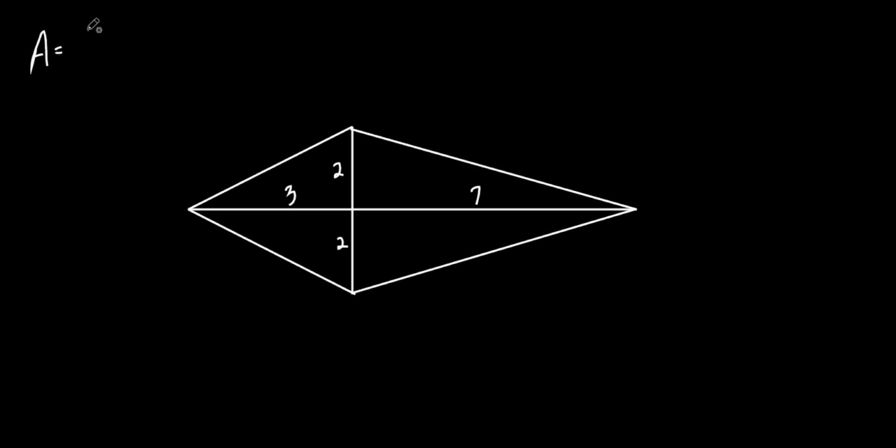So what is the area of a kite? It's 1/2. Same as a rhombus. 1/2, D1, D2. Got it? You have it memorized?